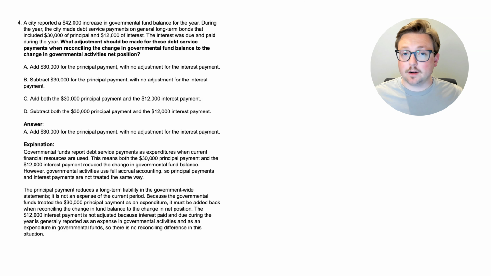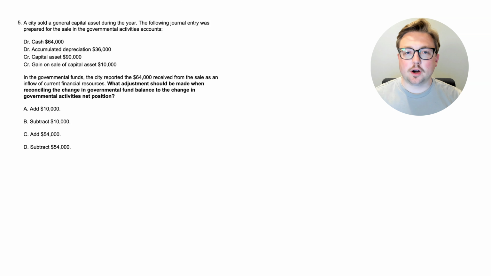So we learned a little bit more there. Now let's go to the next question. All right, here we are at question 5. Let's read the last sentence first. What adjustments should be made when reconciling the change in governmental fund balance to the change in governmental activities net position? Let's go up to the top.